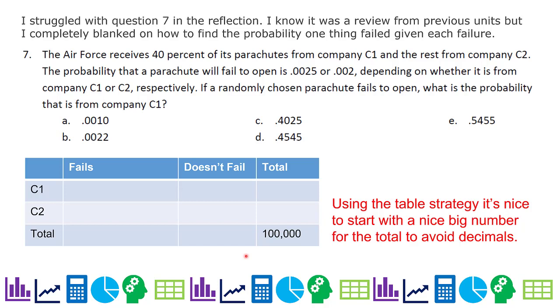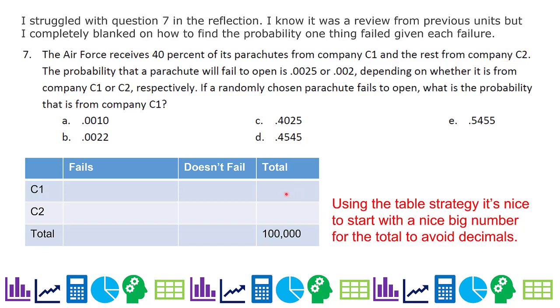Number 7. The Air Force receives 40% of its parachutes from company C1 and the rest from company C2. The probability that a parachute will fail to open is 0.025 or 0.02, depending on whether it is from company C1 or company C2. Still seems kind of high to me. It's kind of scary. I think I'd rather buy from company C2. Anyways, if a randomly chosen parachute fails to open, what is the probability that it is from company C1? Okay, so we know that 40% of the parachutes come from company C1. Good, I'm glad we get more from C2.